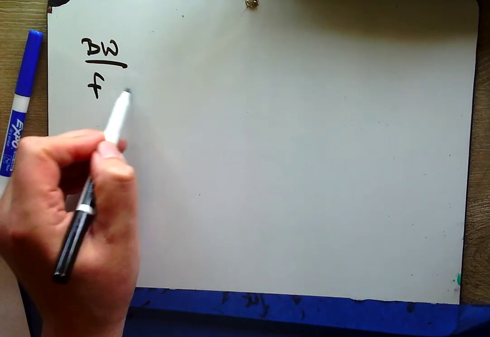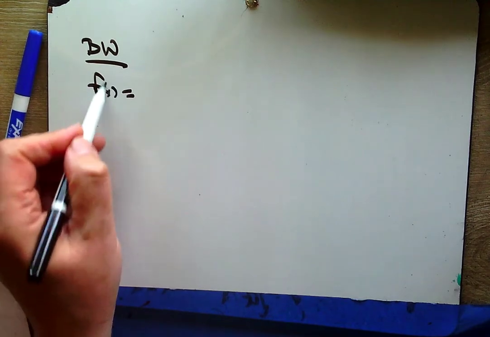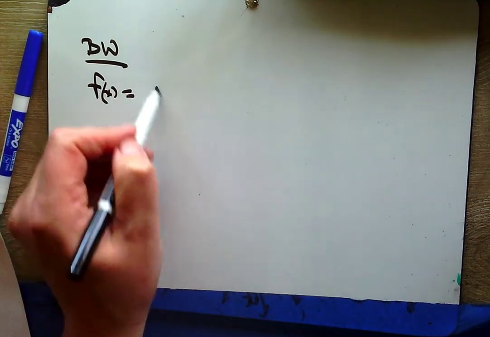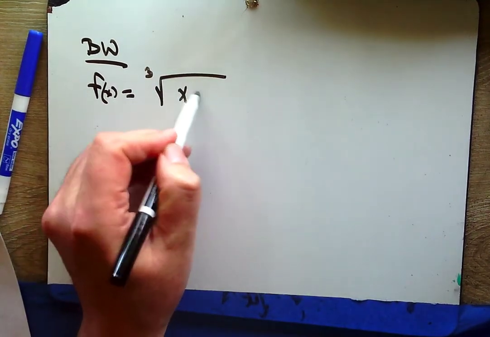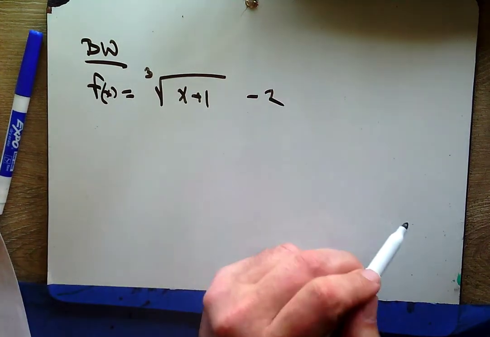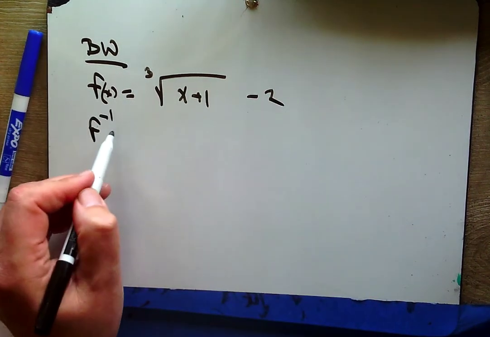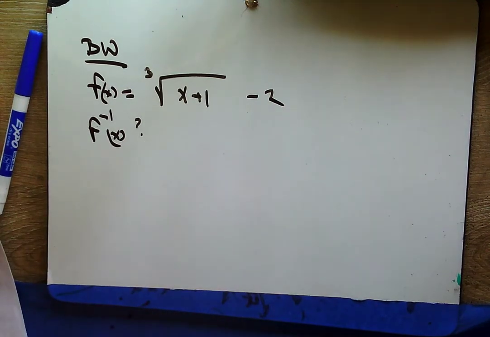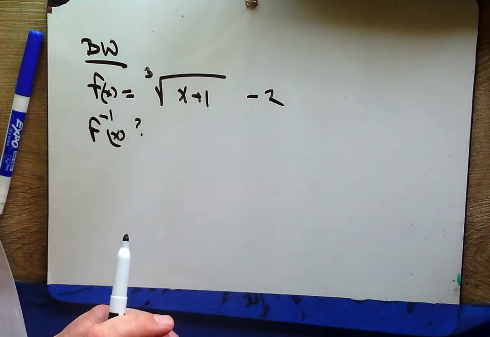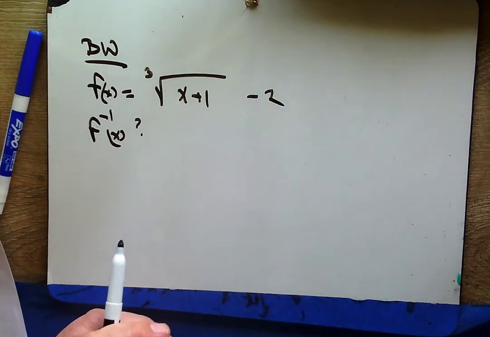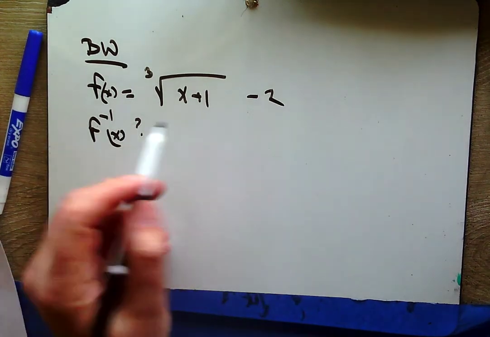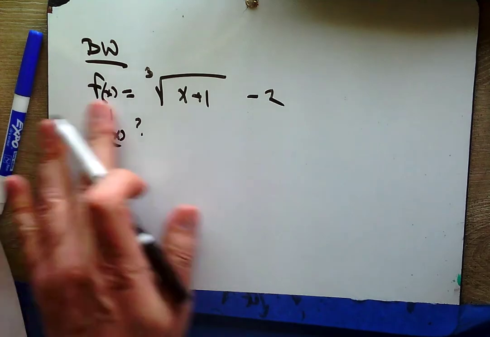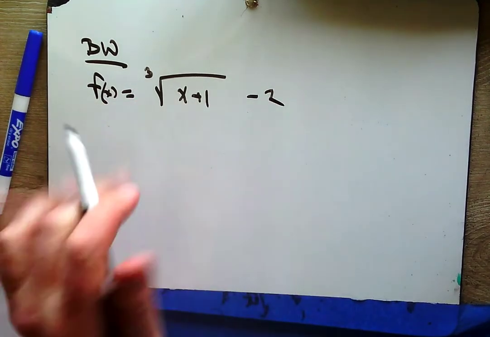If f of x, if you like its more formal name, equals cube root of x plus 1, minus 2, can you find f inverse for me? Pause the video, give that a try. Hey, welcome back. So did you remember to switch the x's and y's?